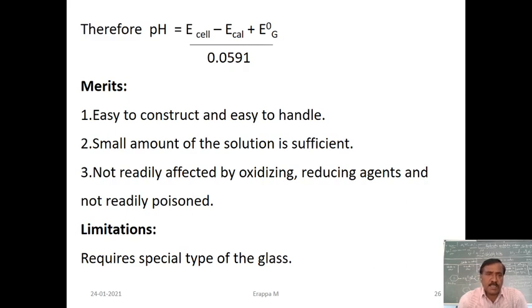Merits of this glass electrode: number 1, it is easy to construct and easy to handle. Number 2, a small amount of solution is sufficient. Number 3, it is not readily affected by oxidizing and reducing agents and not readily poisoned. Limitation: it requires a special type of glass, that is, high resistance glass must be used.